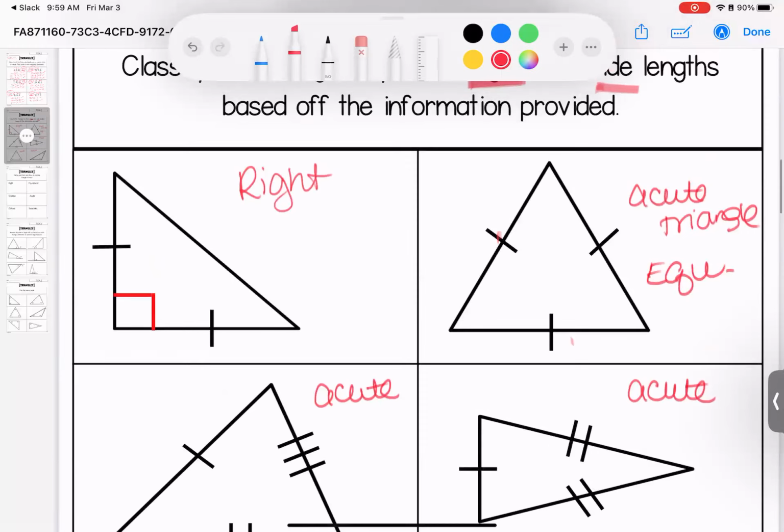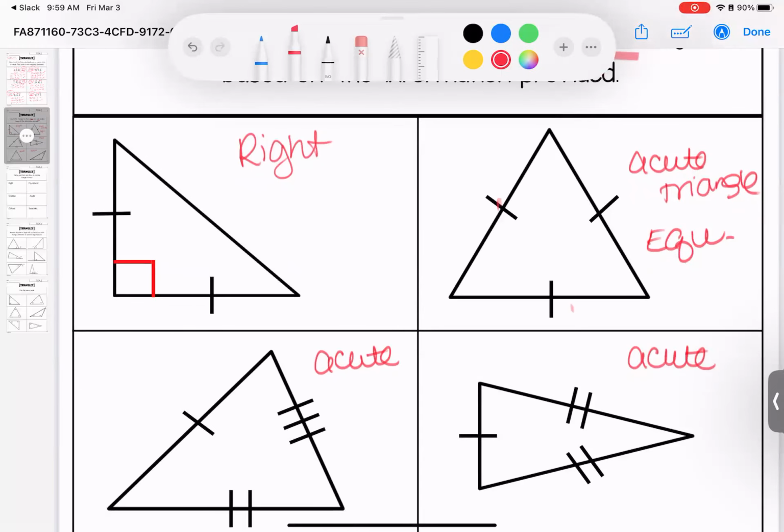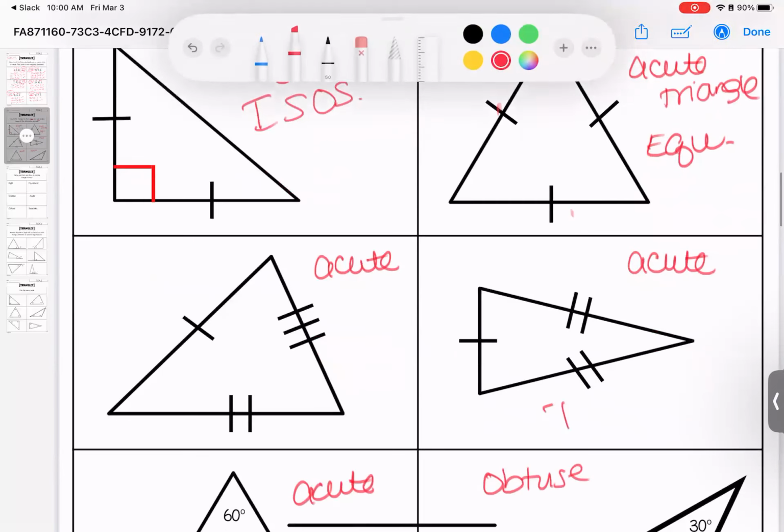Coming down to this next one, I have 2 matching sides. I have 2 Is. This is isosceles. So 2 matching sides, isosceles. So this one also would be isosceles. Sorry, that should be an S. Here we have all 3 different sides. If they're all 3 different sides, it is scalene.